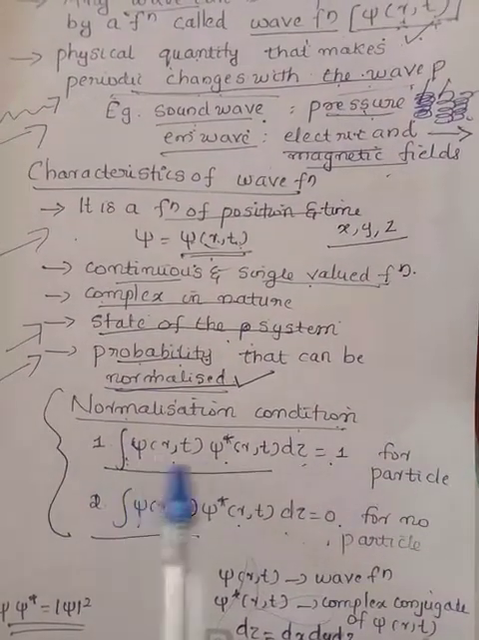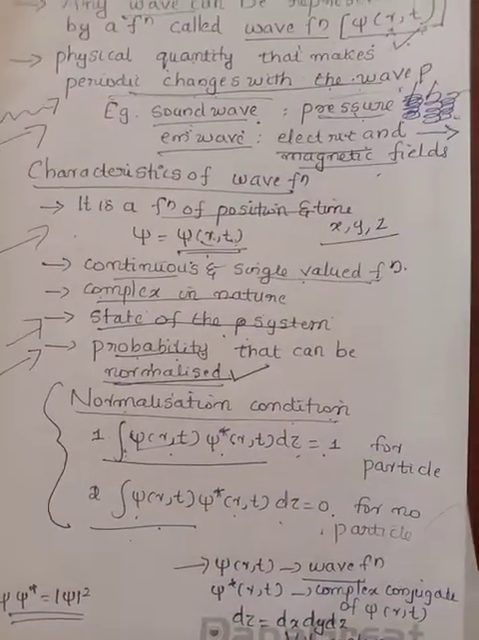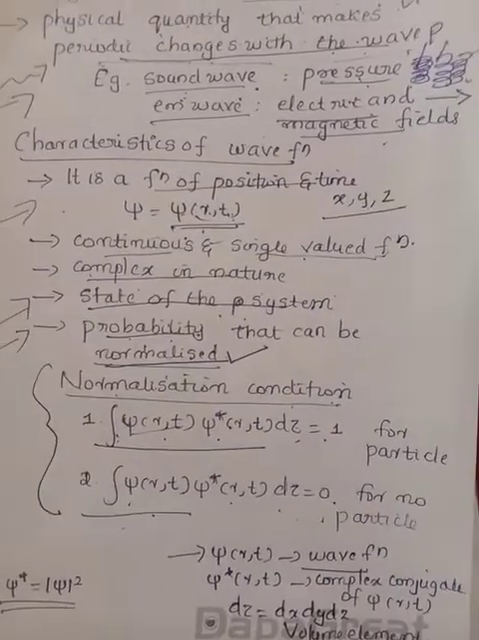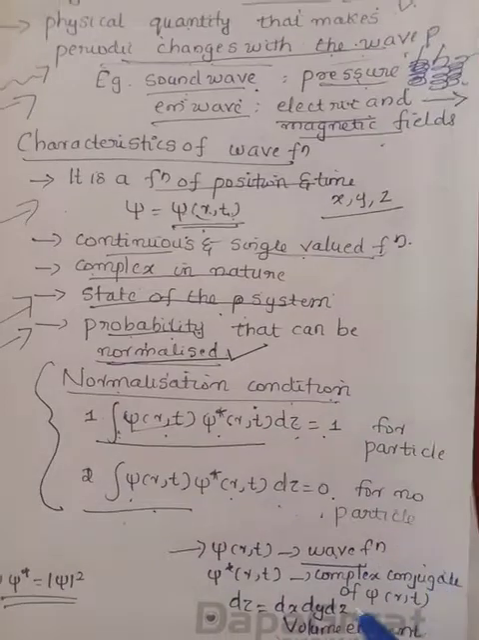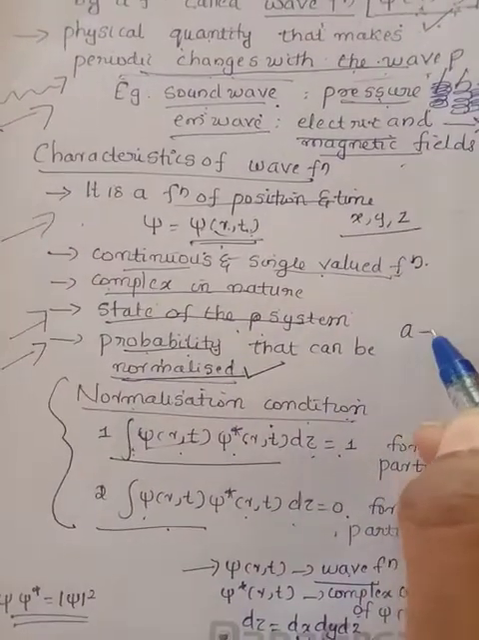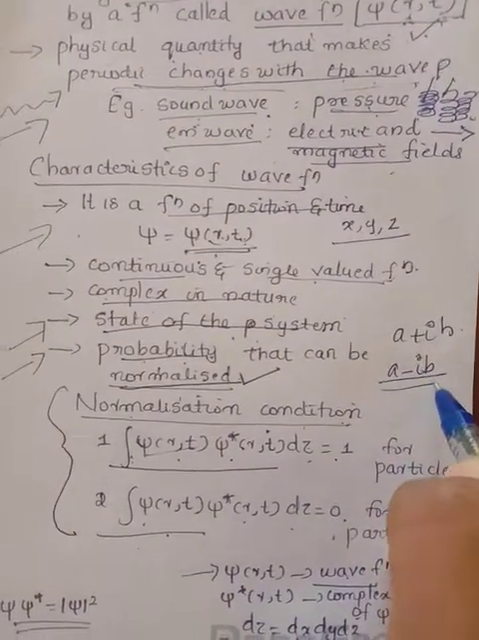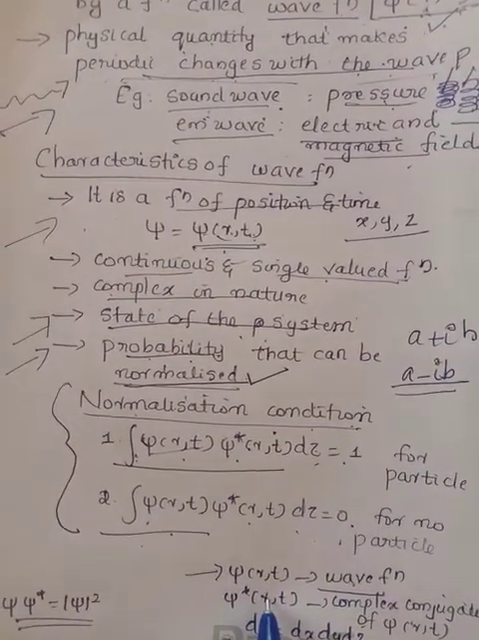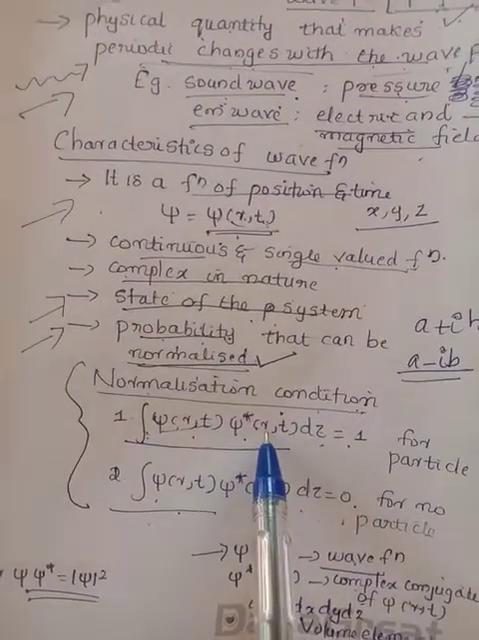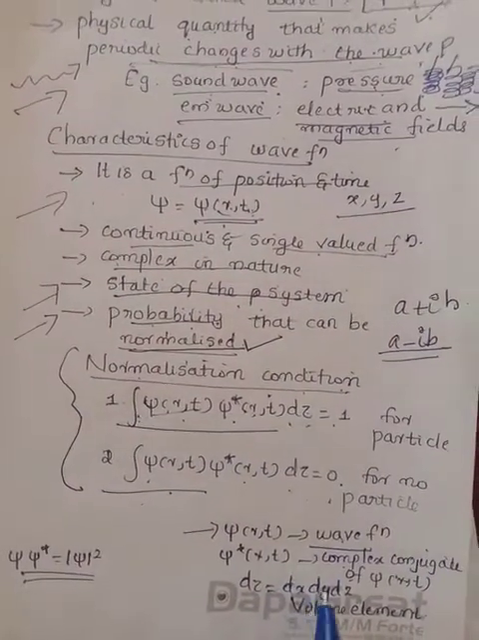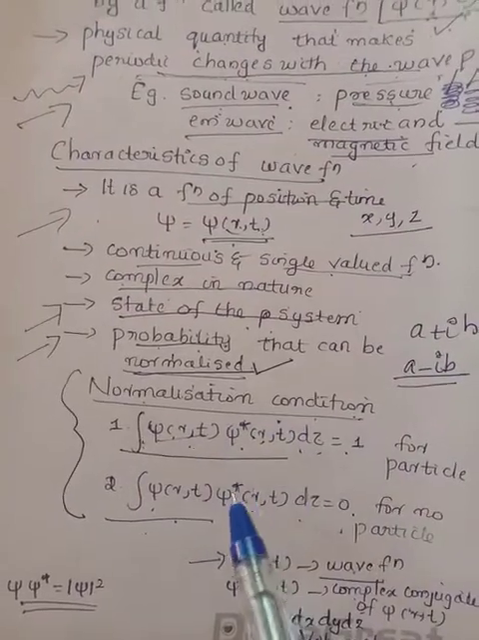So look at the terms. What is psi of r,t? Psi of r,t is simply the wave function. And what is psi star of r,t? Psi star of r,t is the complex conjugate of psi of r,t. Suppose we have a complex function a plus ib, we will write a minus ib as its complex conjugate, right? So psi star of r,t is the complex conjugate of psi of r,t. Psi of r,t is a wave function, psi star is its complex conjugate, and dτ is equal to dx into dy into dz, which is known as volume element. So those are the terms of this integration.